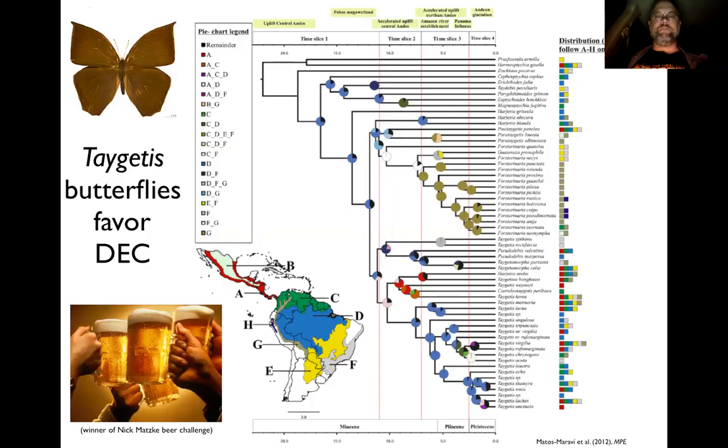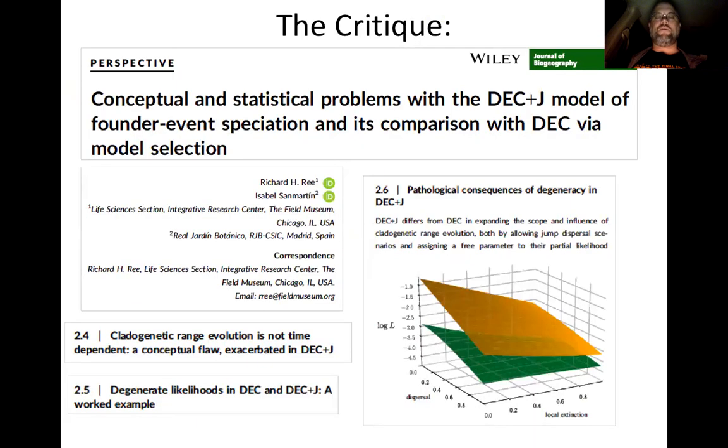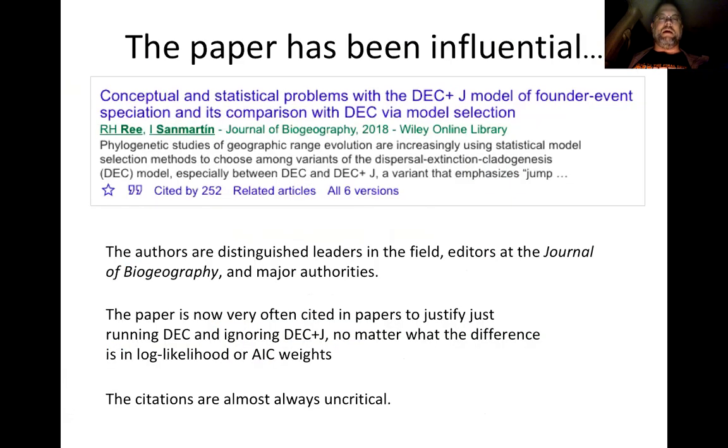That's a key point. All right, so of course, what I'm addressing here is this critique that's been published by Richard Ree and Isabel Sanmartín. This critique is from a few years back. It was in the Journal of Biogeography, and it made a variety of strong claims, like that there are degenerate likelihoods when comparing DEC and DEC+J, and that there are pathological consequences of degeneracy. Those are strong words. This paper has been influential. It's been cited over 250 times already.